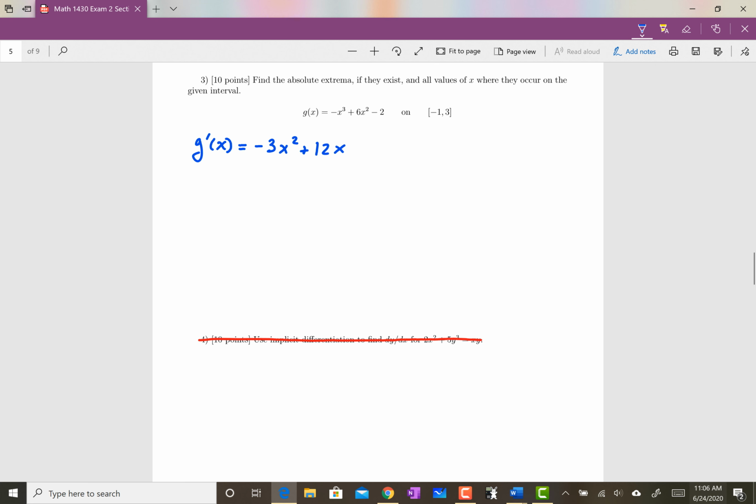So in order to find critical numbers, we have to check two things. Where is this derivative undefined, and where is this derivative equal to 0? And of course, we can notice that g prime of x is never undefined. It's a polynomial. There's no division by 0, there's no square roots of negative numbers, so we don't have any mathematical problems. That means we only have to check where our derivative is equal to 0.